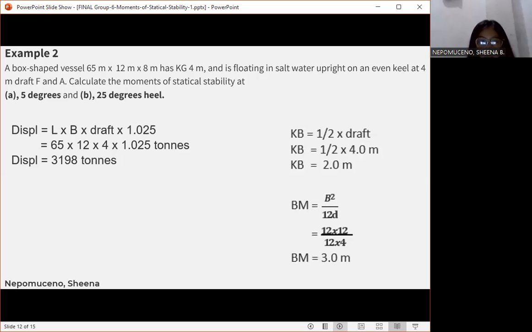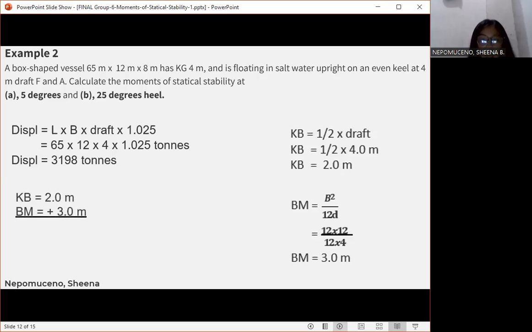Then, since we have a vessel of box shape, the calculation for BM has the formula of B squared divided by 12D. So we have a breadth of 12 meters, so 12 times 12 divided by the product of 12 times a draft of 4 meters, and the answer is 3.0 meters.